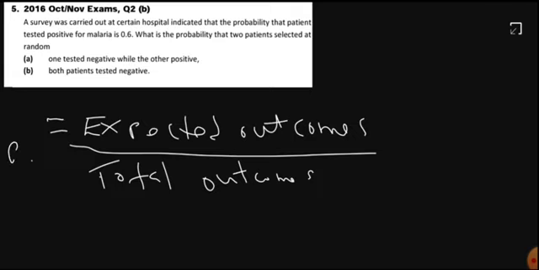In this question, you have a survey that was carried out at a certain hospital, indicated that the probability that a patient tested positive for malaria is 0.6. What is the probability that two patients selected at random, one tested negative while the other one tested positive? What you need to know is that the probability will never exceed 1. So we are saying the probability of an event occurring, let me say O, plus the probability of an event not occurring should always be equal to 1.